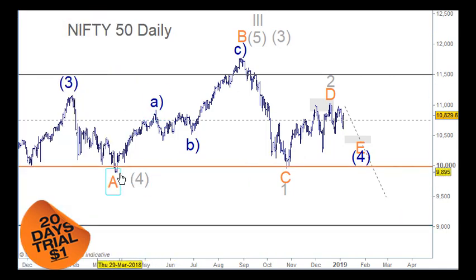But the problem is it's reasonably okay to count 5 waves in this structure here, and then an A and a B and a C here, and then 1 and 2 and 3 and 4 and 5 here. So it really leaves it as a corrective rally here. So it's very difficult to get 5 waves out of it.